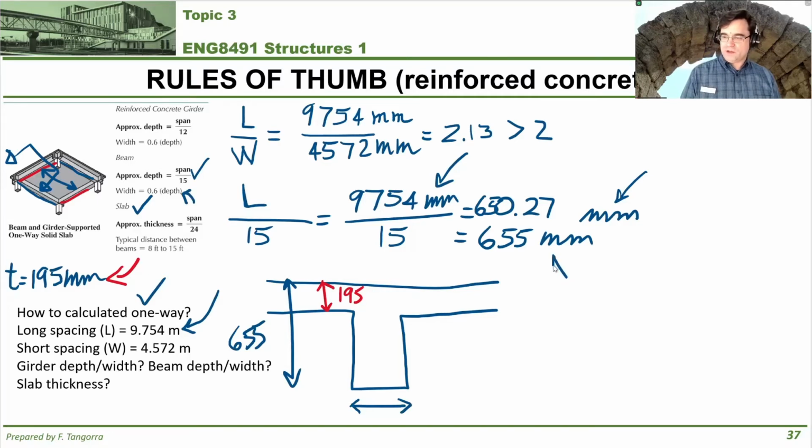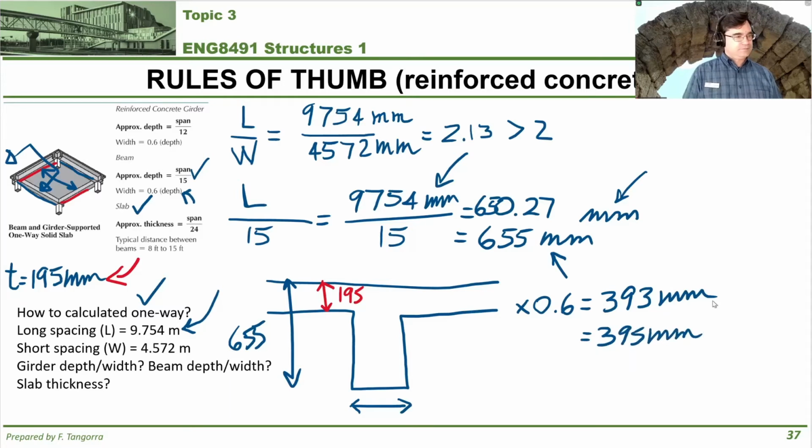So we have the depth here. If we multiply that by 0.6, we get... what did I get? 393 millimeters. So we round that up to the nearest 5 millimeters. That gives us 395 millimeters. Make sense? Awesome. Okay. So now that we have the depth and width of the beam, I'm going to clean things up a little bit and then come back so that we can do the girder.